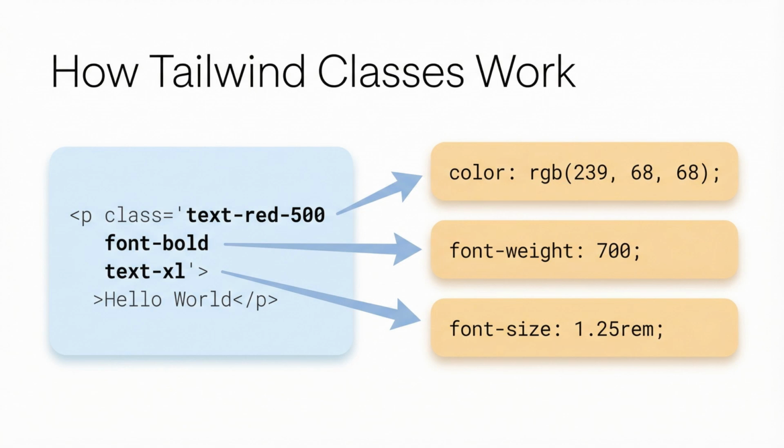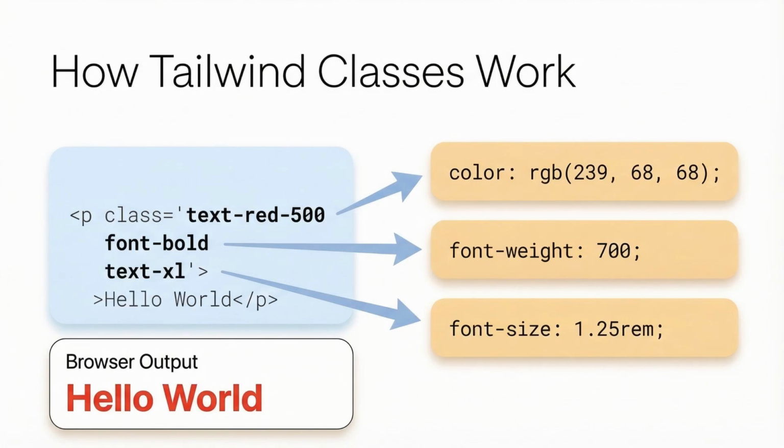Let's understand how Tailwind classes actually work under the hood. When you write a class like text-red-500, Tailwind maps that to a specific CSS color value. font-bold maps to font-weight 700. text-xl maps to a specific font size. These classes are already defined for you. You don't write the CSS yourself. You just use the class name and Tailwind handles the rest. And this is what the browser renders. The text appears red, bold, and larger than normal. The beauty of the system is that the class names are intuitive and readable. Anyone looking at your HTML can immediately understand what styling is being applied just by reading the class names, without needing to hunt through a separate style sheet.